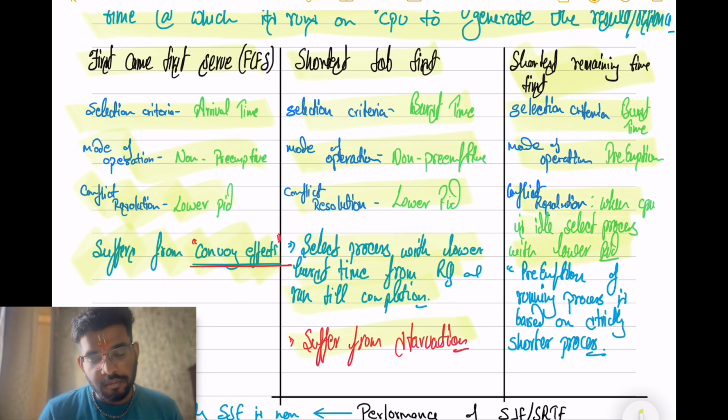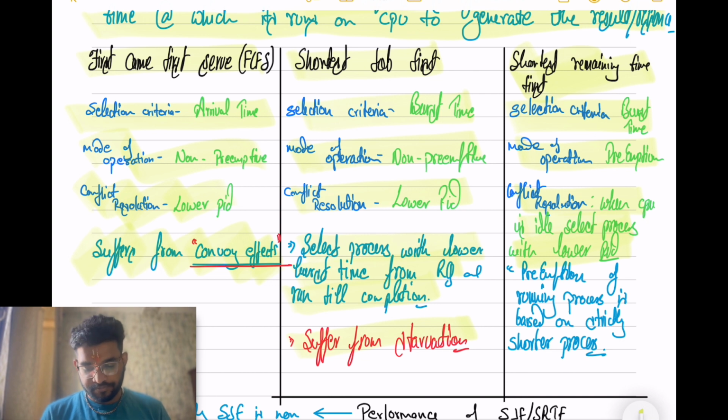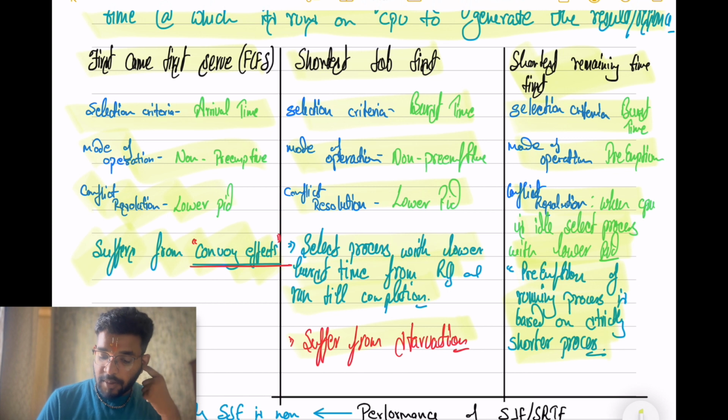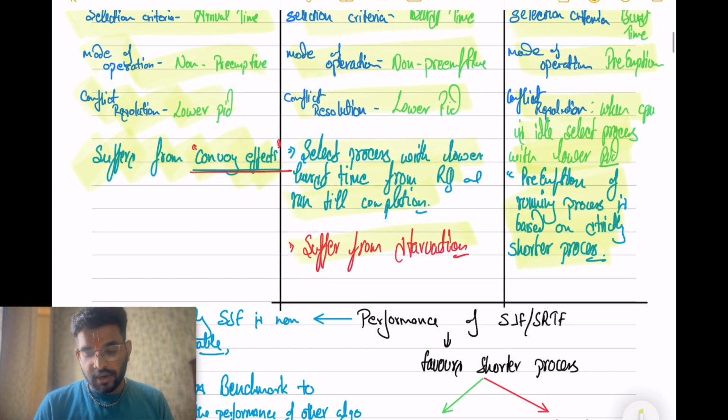So conflict resolution means if two processes with similar burst times arrive, then the process with lower PID will get the preference. Its drawback is that preemption of the running process is strictly based on a shorter process. It's not really a drawback, it's elaborating that preemption of a running process is strictly based on a shorter process.